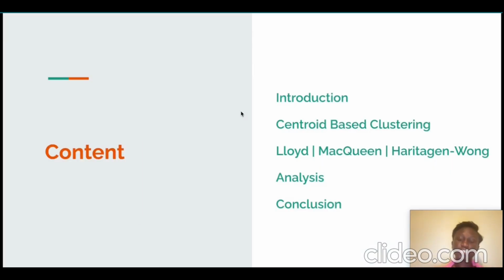Today, for our presentation, we'll be giving a brief introduction of what clustering is, what centroid-based clustering is, what k-means are, the different types of k-means, and then our analysis, and then a conclusion.